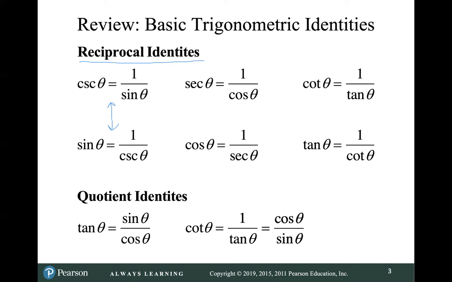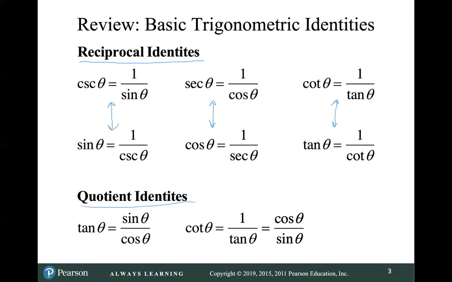Cosecant is the reciprocal of sine, and sine is also the reciprocal of cosecant. So we have three pairs of identities here, and each of those is the reciprocal, as we've defined already last semester. Our second type of basic identity is the quotient identities.